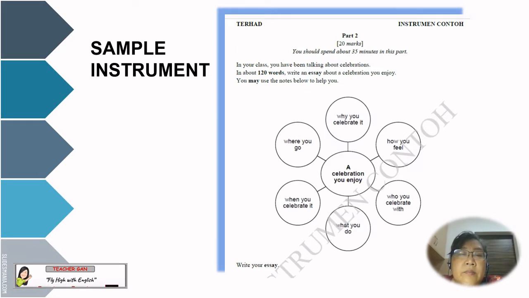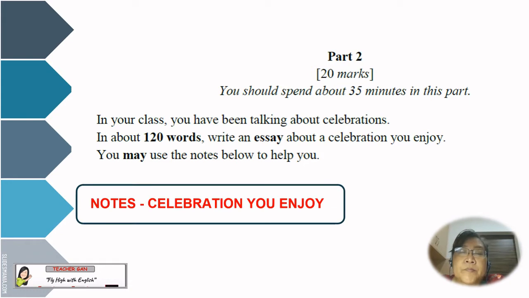Let's look at the sample instrument for the PT3 question. So this is given by the Ministry of Education. Part 2, the long essay is part 2, so 20 marks, and then you should spend about 35 minutes in this part. In your class, you have been talking about celebrations. In about 120 words, write an essay about a celebration you enjoy. You may use the notes below to help you.